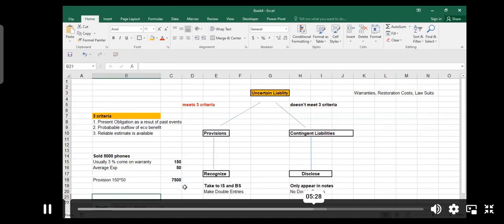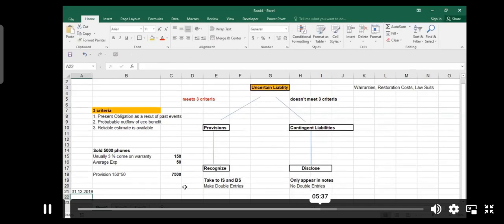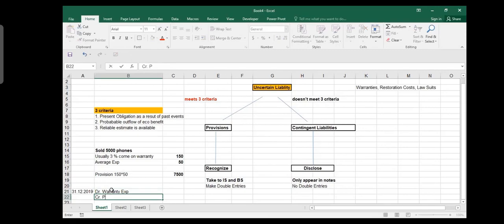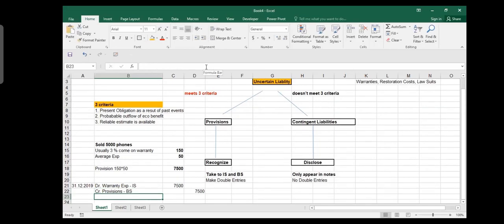And what we do here, on 31st of December 2019, we say credit provisions with 7,500. So this warranty expense will go to income statement as your expense for the year, and this will remain in the balance sheet as your reserve, as your provision. So you immediately make this double entry and you recorded your expense.